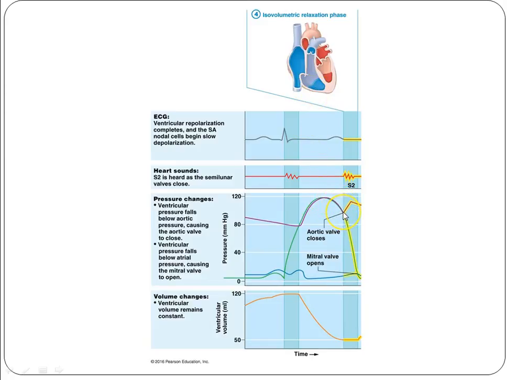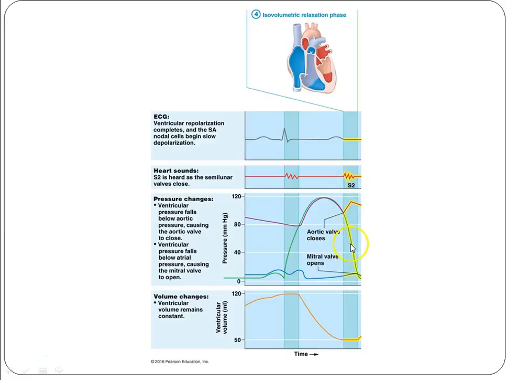And if we then move to the next, our isovolumetric relaxation, once we reach the end of that contraction cycle of those contractile cells of the ventricles, the pressure in the ventricles starts to drop. As the pressure in the ventricles drops below the pressure in the aorta, then we see the aortic valve closing. So that's where we get our second heart sound, closing of the aortic semilunar valve.